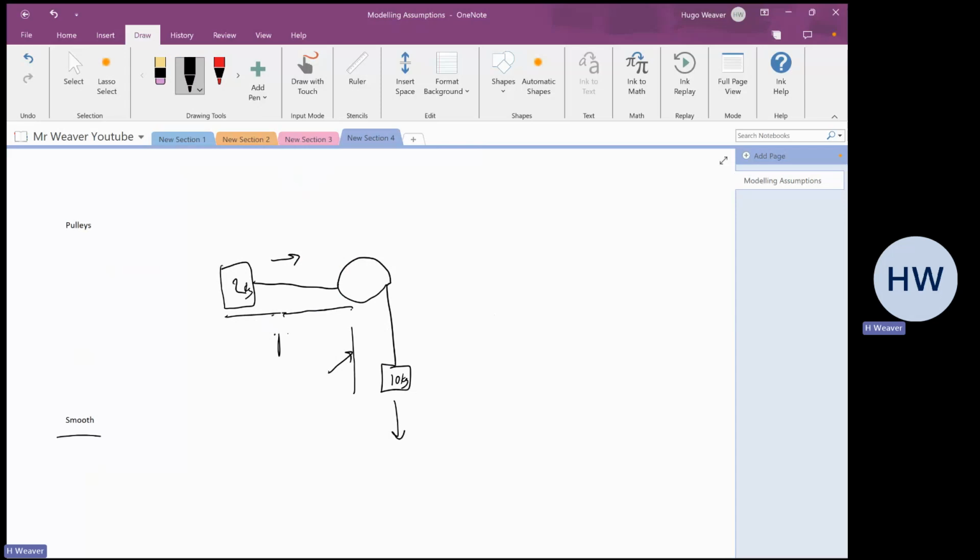So they're both moving in the way that you would think. This 10 kilograms going down, and the 2 kilograms to the right. But because it's smooth and it's a smooth pulley, there's no other forces acting on it. Okay, obviously with this 10 kilograms, you've got 10 G, so you would be able to work out the acceleration.